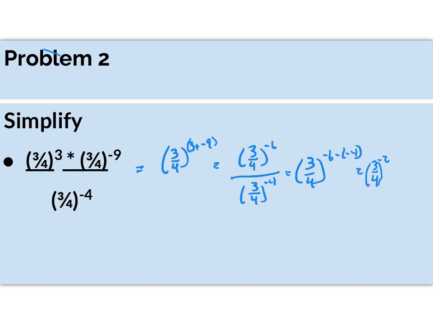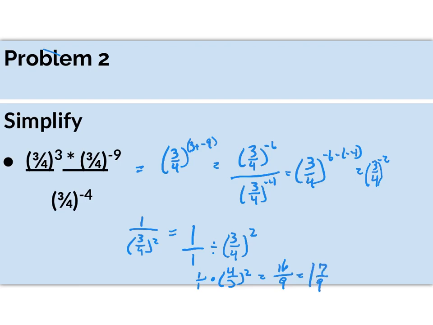So we have 1 over 3/4 squared. And so let me do some fraction magic for you. And if this confuses you, you probably need to go back and watch some of the fraction videos, which is 1 over 1 times 4/3 squared, which gives us 16 over 9, which becomes 1 7/9.